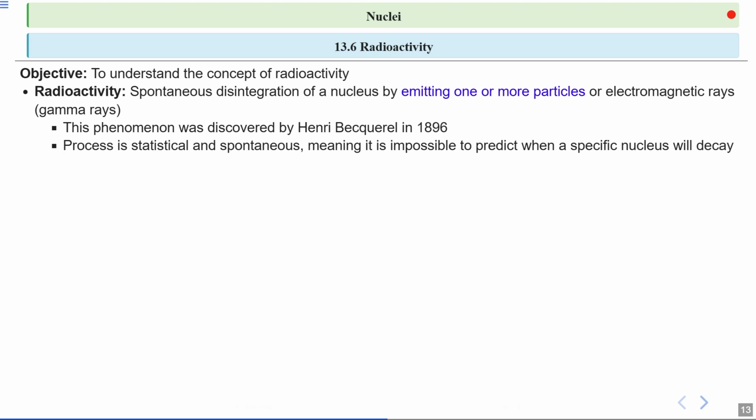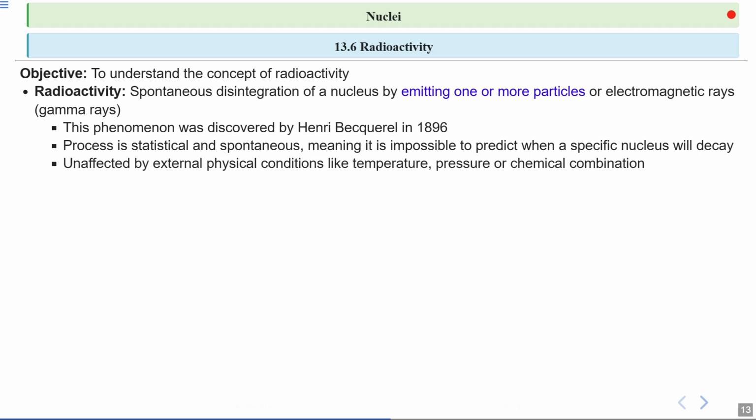It's important to realize that radioactive decay is both statistical and spontaneous. That means we can't predict exactly when a particular nucleus will decay. It's a random process. However, for a large group of nuclei, we can predict how many will decay over a certain time.